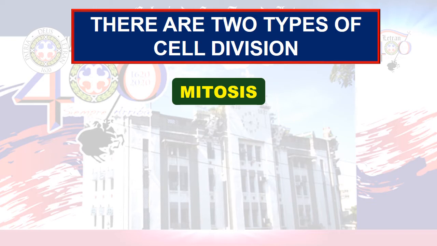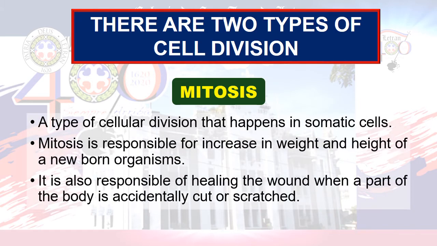First, let's talk about mitosis. Somatic cells, body cells, or autosomes are those that make up skin, hair, and muscle, and are duplicated by a type of cell division called mitosis. Mitosis is responsible for the increase in weight and height of a newborn organism and also responsible for healing a wound when a part of the body is accidentally cut or scratched. In this process, a somatic cell divides into two complete new cells that are identical to the original one.